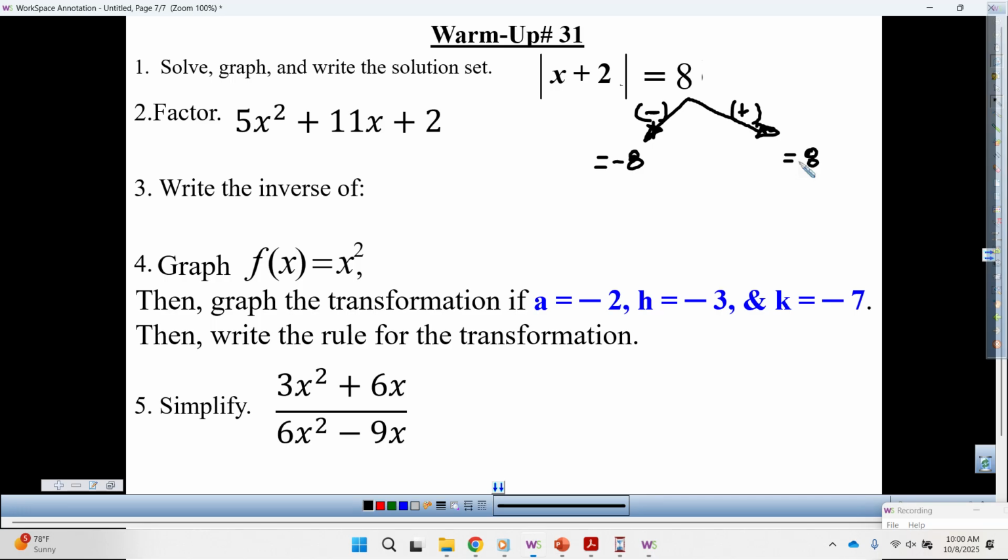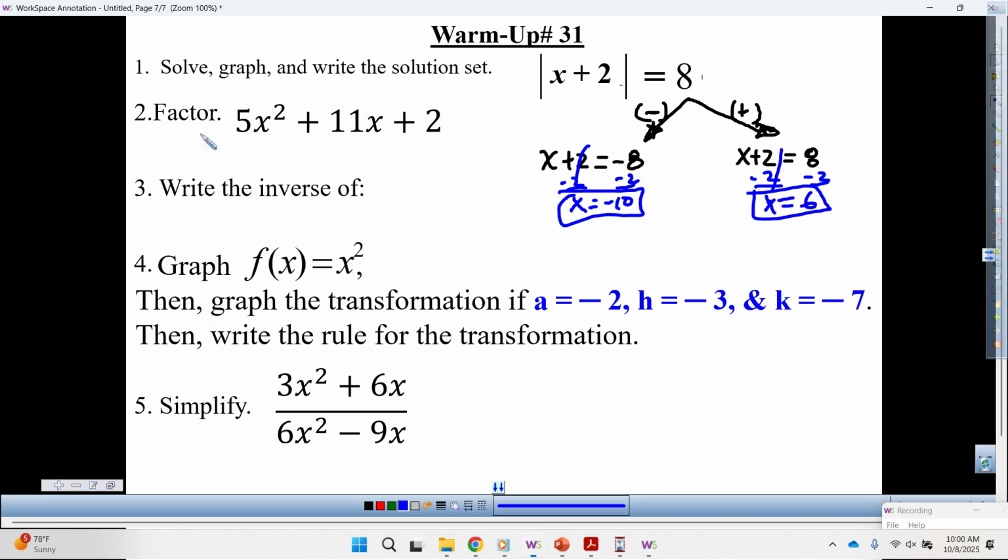Where do we get the rest of the information, Mr. Q? Whatever's inside the absolute value. So we write x plus 2, x plus 2. And now we have two equations. So now we just solve. Minus 2, minus 2, x equals negative 10. Minus 2, minus 2, x equals 6.